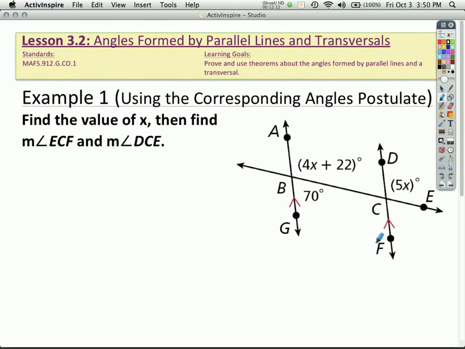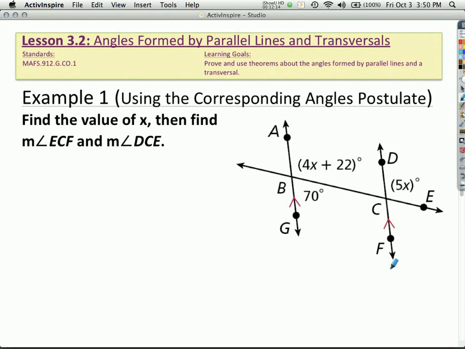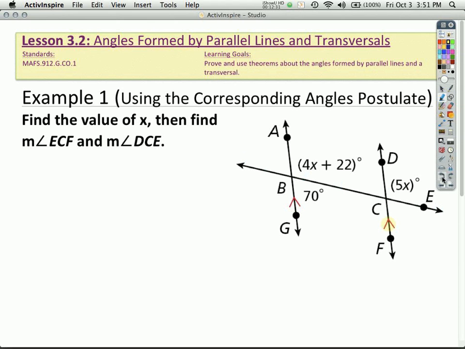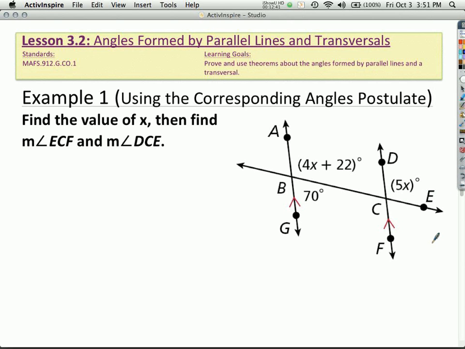So we need an approximation of this picture. So we have two lines that are parallel. We can see that from this indication right here. And then we have a transversal cutting across them. And what we are asked to do is find the value of x and also find the measure of two of the angles. So I'm going to give you a moment to sketch the picture, and then we will actually attack the problem.